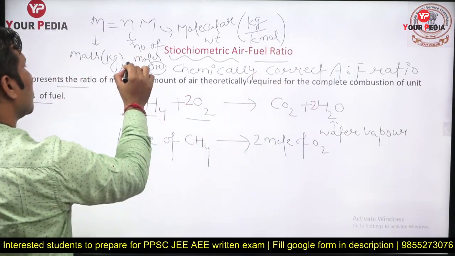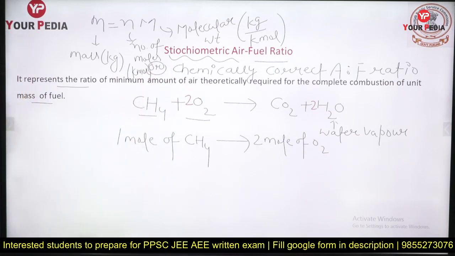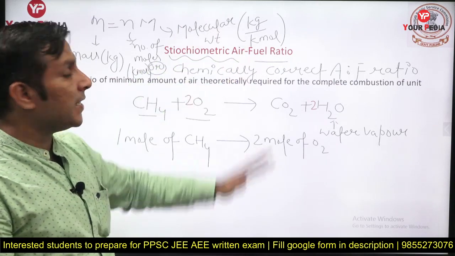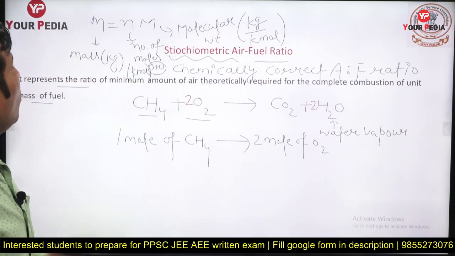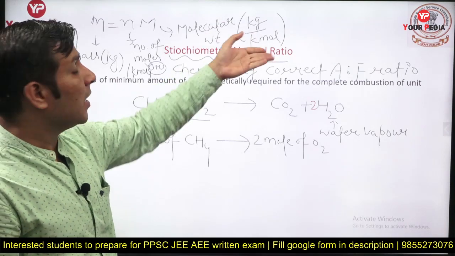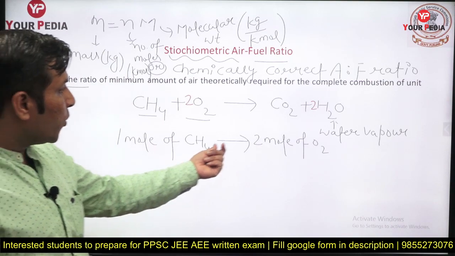Okay, similarly, this is kilomole. Fine. So we are taking kilomole, and this is the molecular weight in kg per mole. Or you can take it here as mole, then you will have gram per mole. Fine. So 1 mole of methane requires 2 moles of oxygen.